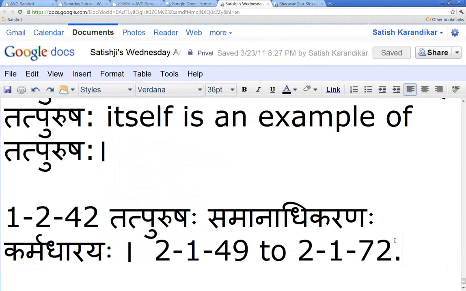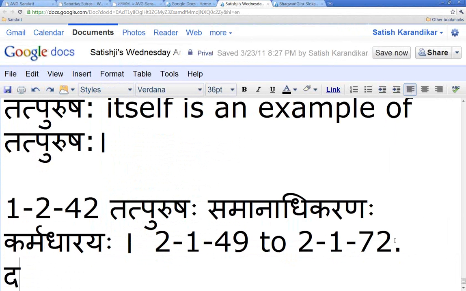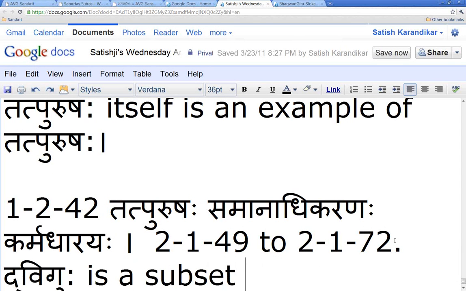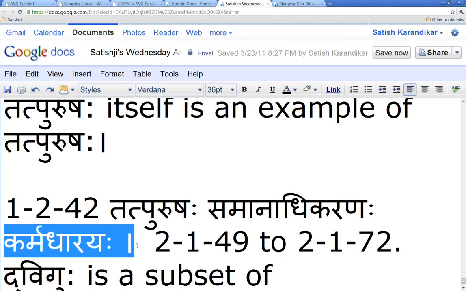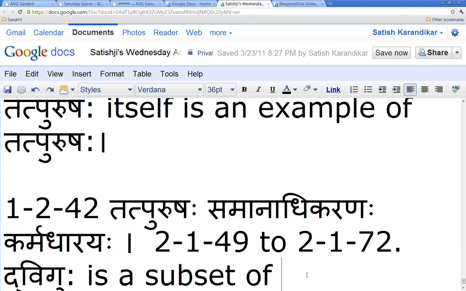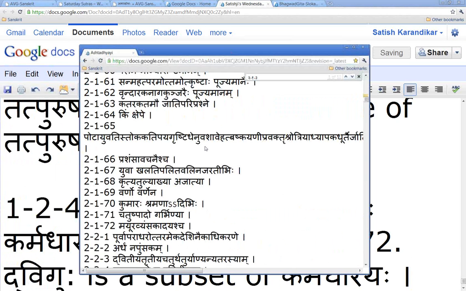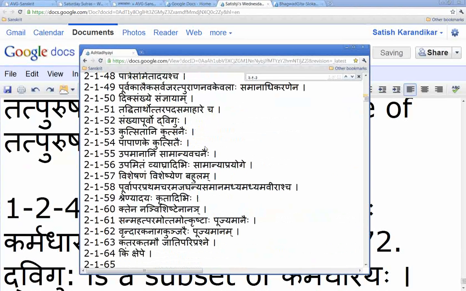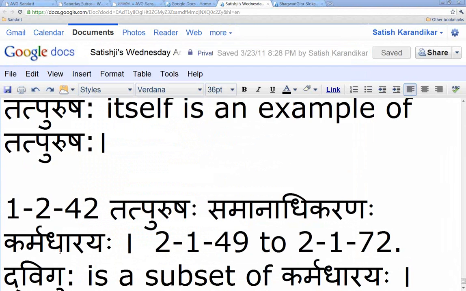Dvigu samasa is a further subset of karmadharaya compound. And the sutram I just gave you is sankhya purvo dviguh. Again, we're not looking at details right now, just the basic topography. So that one was sankhya purvo dviguh, which is 2.1.52.